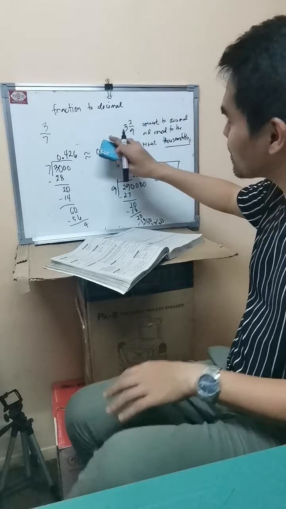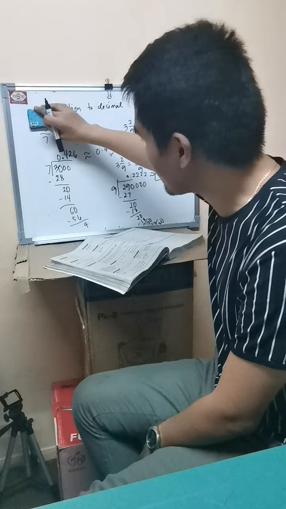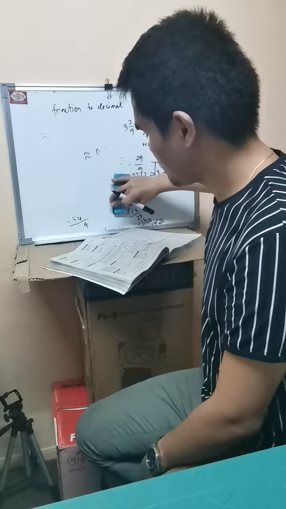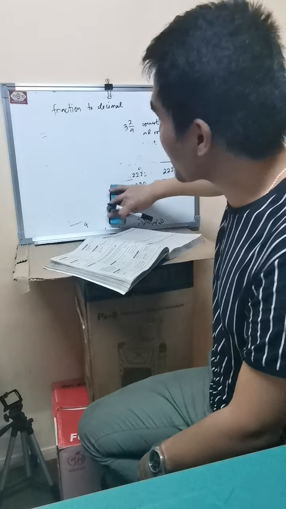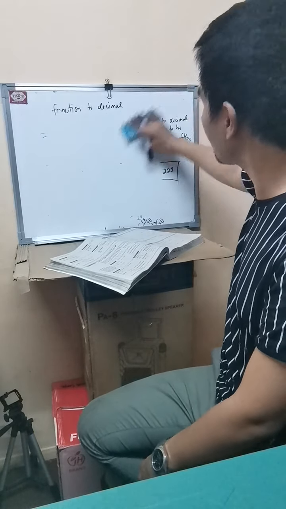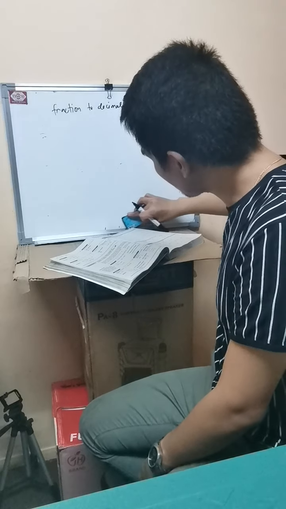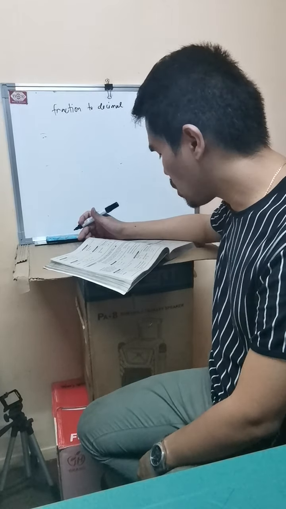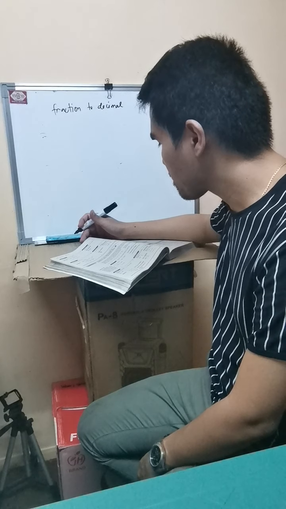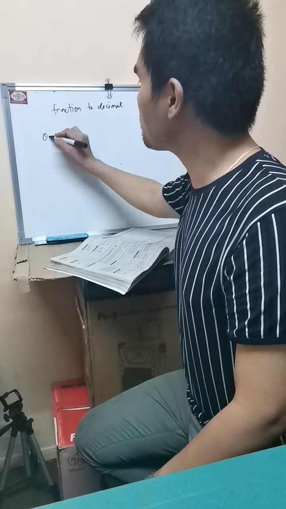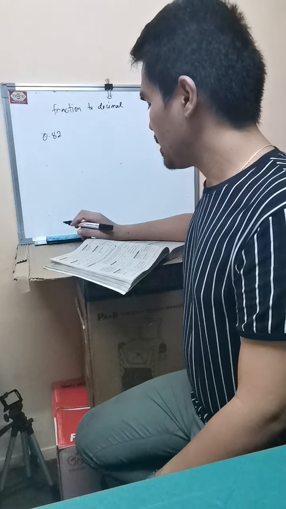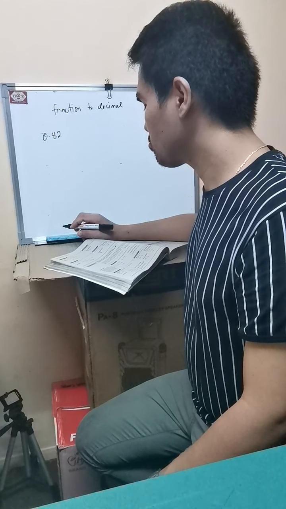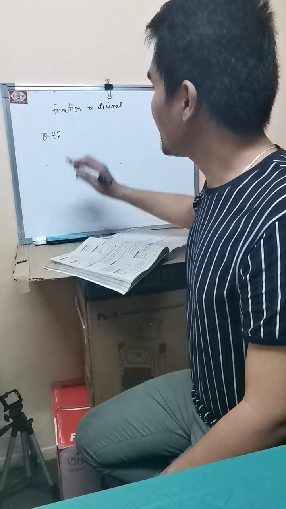Now let's move to decimal into fraction, converting and then comparing. I mean, we are still doing the conversion. Later we will do the comparison, comparing decimal and fraction, which one is greater. So next here is a decimal. Let's say 0.82, and let's convert this into a fraction.